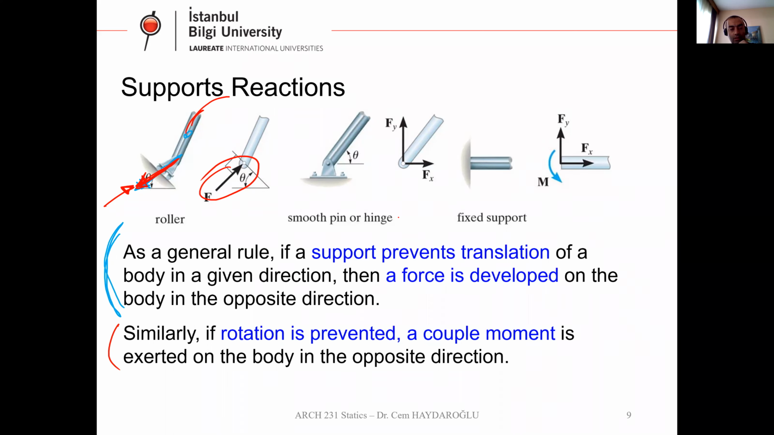The support point is this. This part is totally support. So the loading comes from this structural member and goes to the ground, and the support gives back a reaction. This is the support reaction.